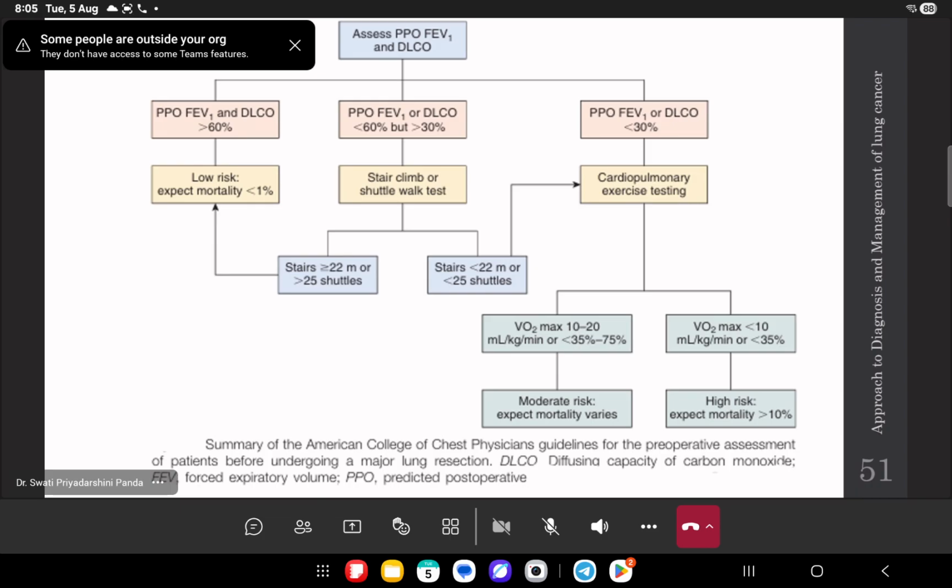If less than 30%, then do cardiopulmonary exercise testing. If the stair climb is less than 22 meters or the shuttle is less than 25, then we should do cardiopulmonary exercise testing. And if cardiopulmonary exercise testing shows maximum oxygen consumption between 35% and 75%, then moderate risk. If less than 35%, then high risk for mortality.